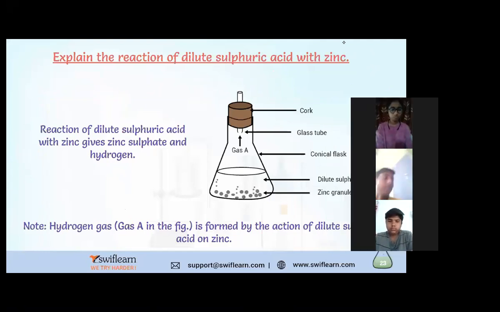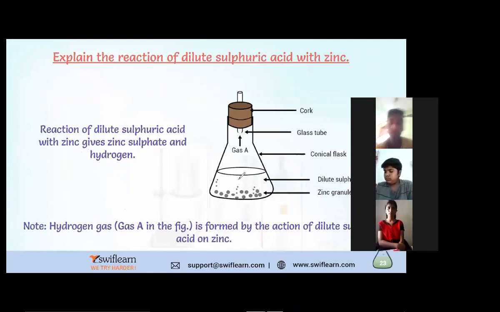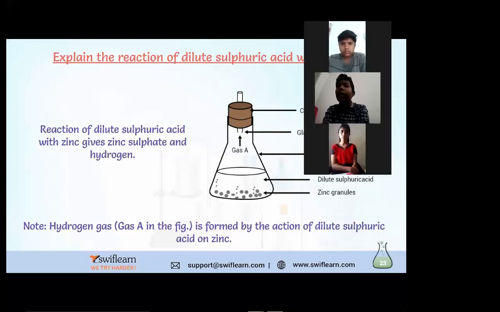See, next one here: the reaction of dilute sulfuric acid with zinc. What will happen here? When sulfuric acid reacts with zinc, we have to take one conical flask. This is a conical flask. In this conical flask, what are we taking here? Zinc granules, or we can also call them zinc crystals.